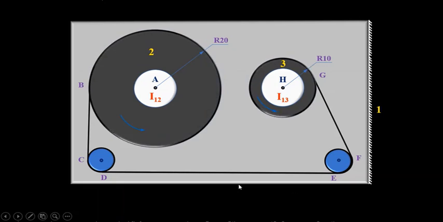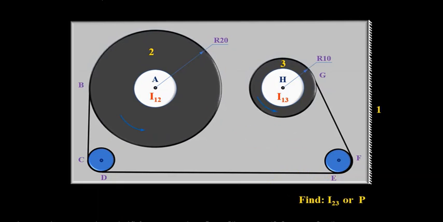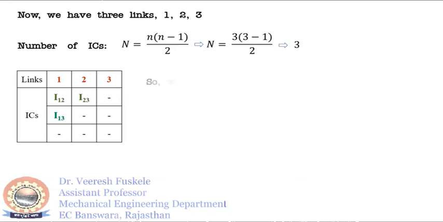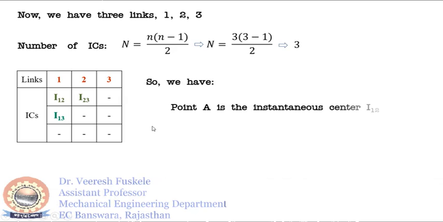Next we have to find the instantaneous center between the two spools. The two spools are 2 and 3. That means we need to find I23, which in the problem is represented by point P. So let's see how we can do this. Up till now we have that point A is the instantaneous center I12 and point H is the instantaneous center I13. Now we have to locate I23.